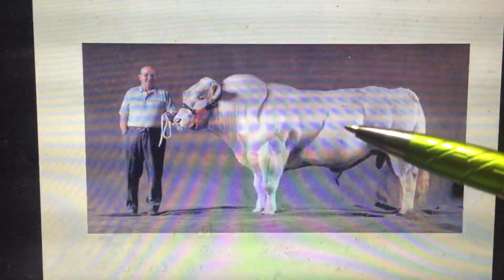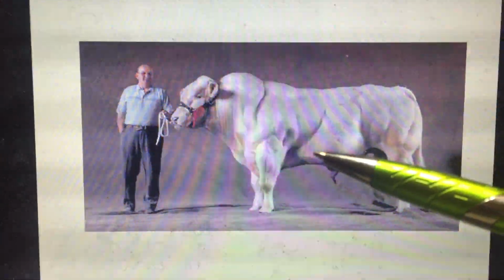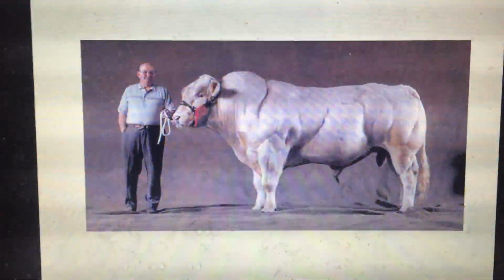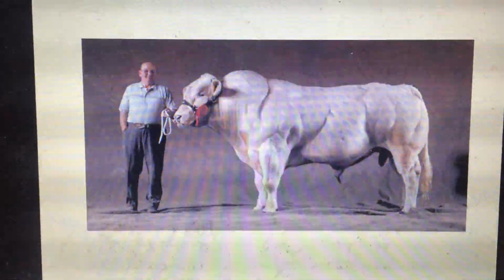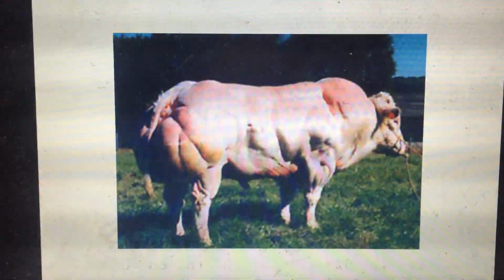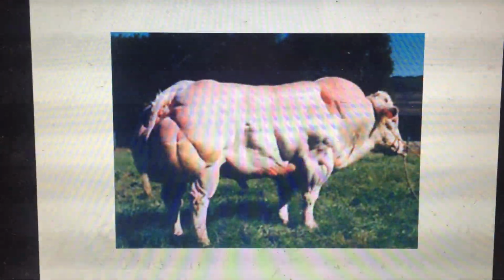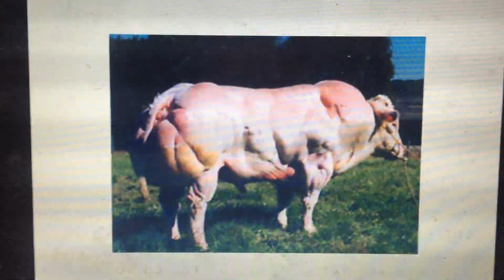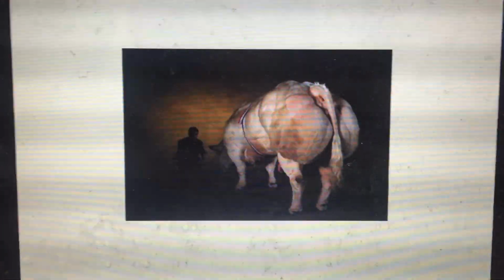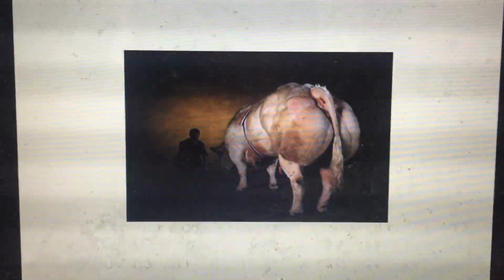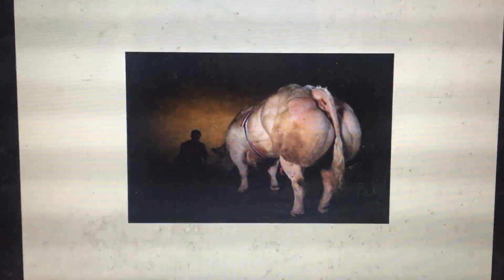This type of bull is called a Belgian blue. It's got a myostatin deficiency, so it's bred that way, and so it's got quite a bit of muscular development. This is just another picture of the same type of animal. So again, it's got a myostatin deficiency. It's bred to be that way. And this is just a picture from behind. Again, you can see the extreme muscular development.